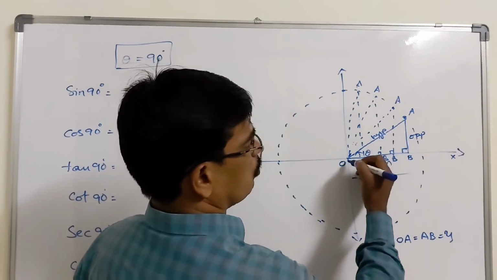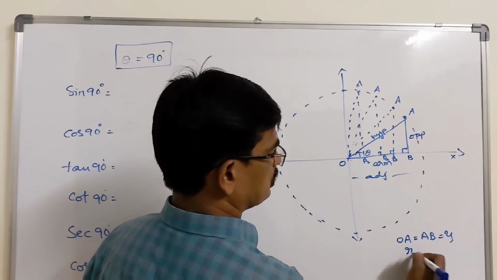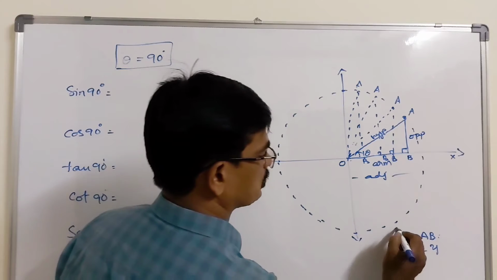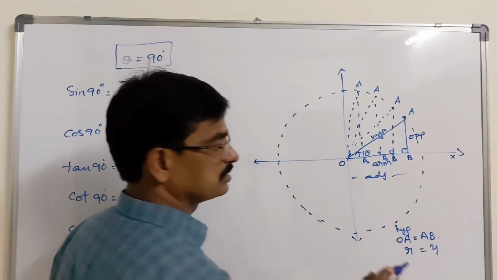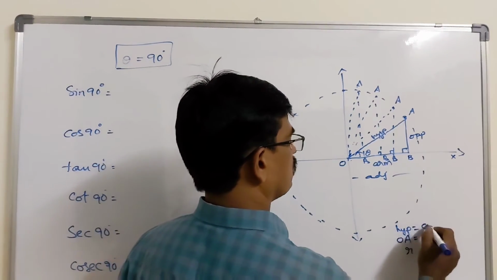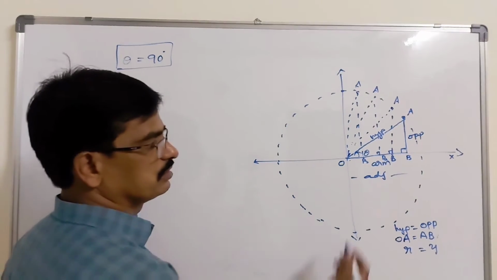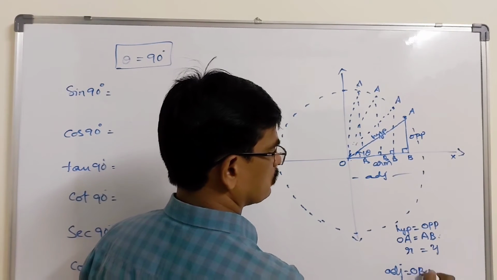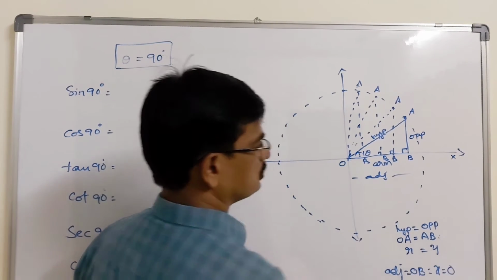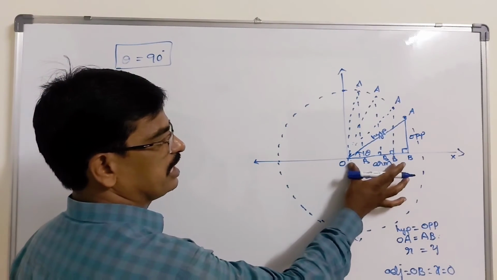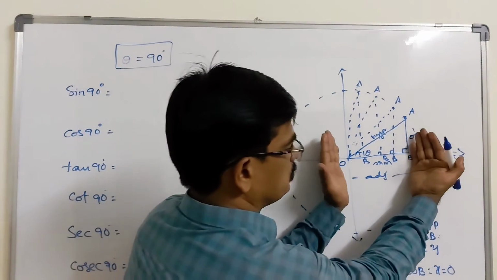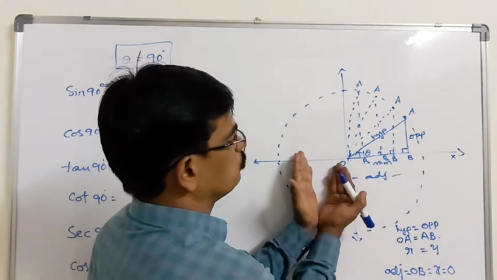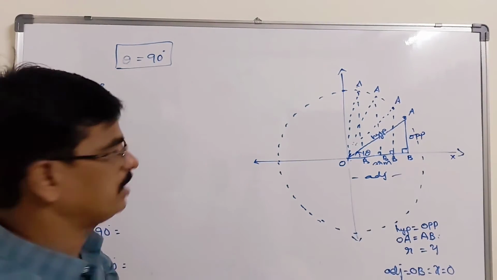So actually OA is what? Radius of the circle. AB is what? Y. OA is equal to AB. OA means hypotenuse. AB means opposite side. Next, what is the adjacent side here? Adjacent side is OB is equal to X. X is what here? 0, because the OB length is gradually decreased. So finally what will happen? It comes closer to O, and O and B overlap each other.